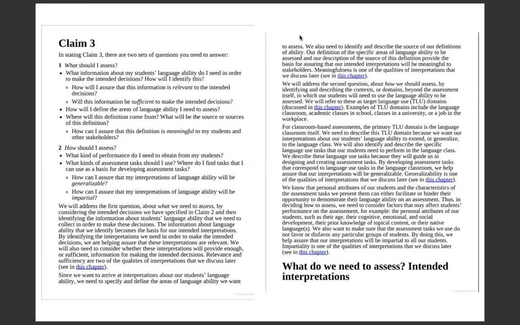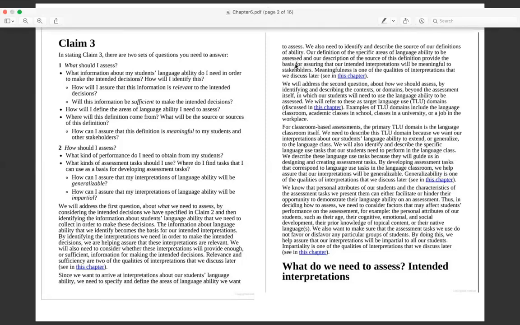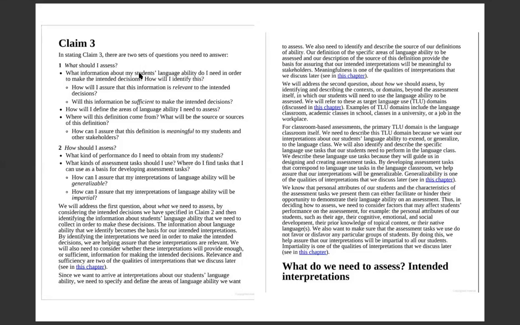So we have these two questions. Now, what should I assess? And you see that we have 3 sub-questions, no? And 2 of them have 2 separate questions, no? So, for example, what information about my students' language ability do I need in order to make the intended decisions? And how will I identify this?